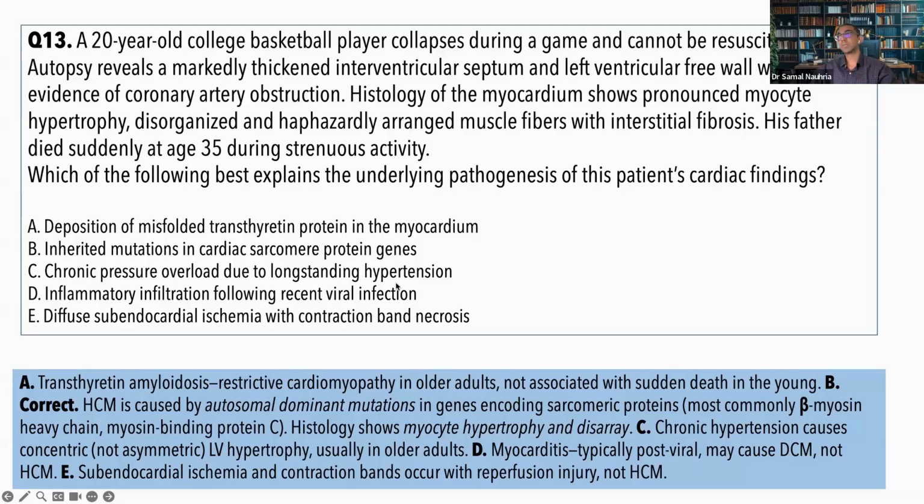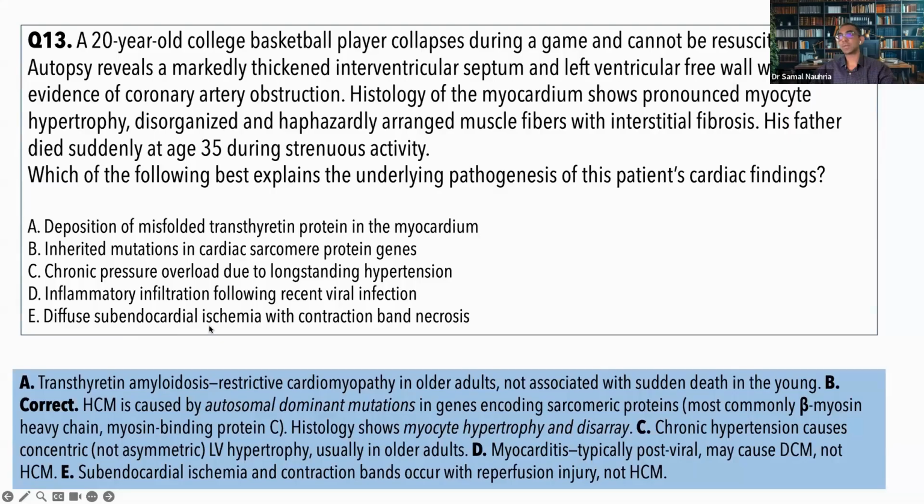Chronic pressure overload because of hypertension? No, this is what I explained. That would not lead to disorganized and haphazardly arranged muscle cells. It would lead to hypertrophy, evenly spread out all over the left ventricle, but not this one. What about option D? Inflammatory infiltration, recent viral infection. That is myocarditis. You remember last week we looked at that question. So viral infection with a lot of lymphocytes causing myocarditis and further causing dilated cardiomyopathy. This is different. This is hypertrophic.